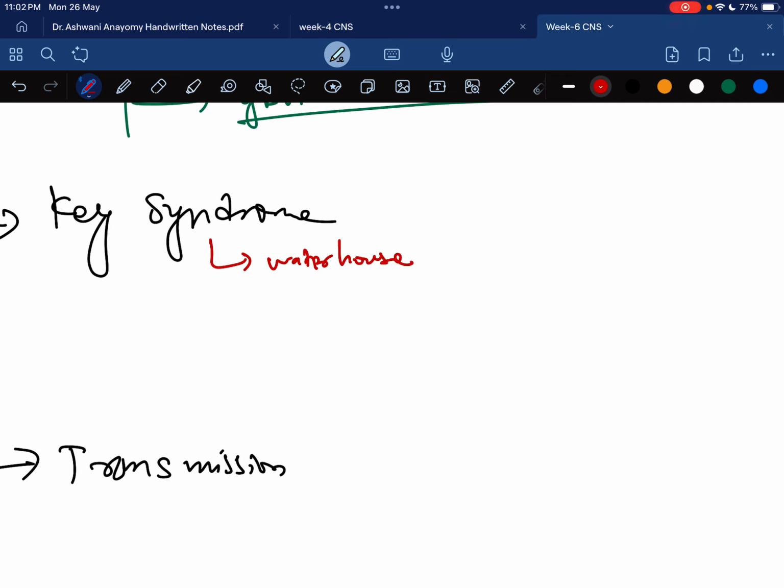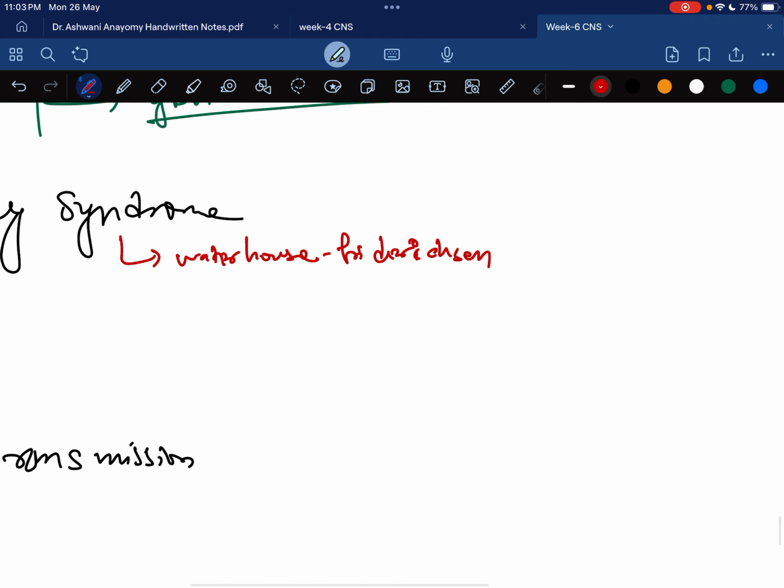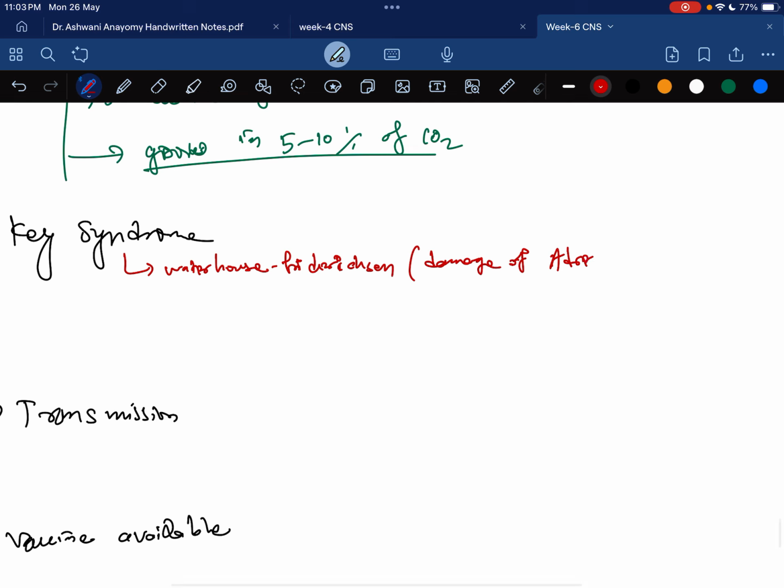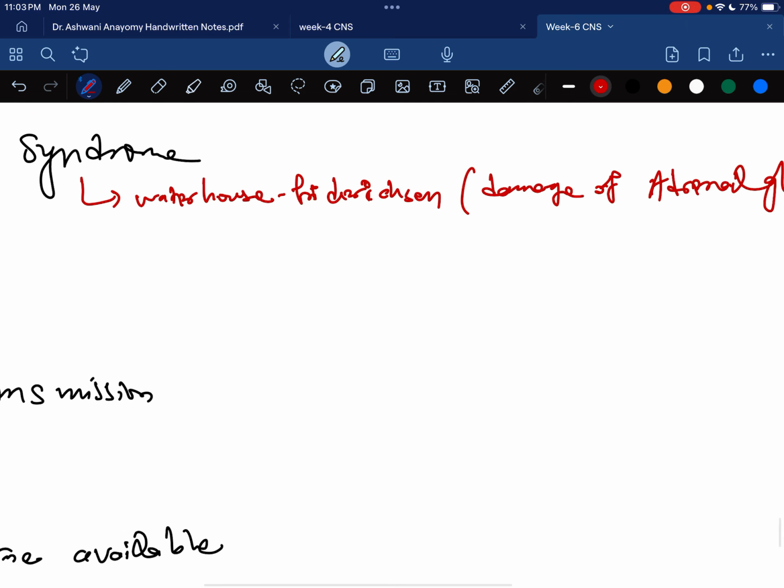Waterhouse-Friderichsen syndrome. There is damage caused by this infection to the adrenal gland. This is known as Waterhouse-Friderichsen syndrome, due to the infection of this organism.